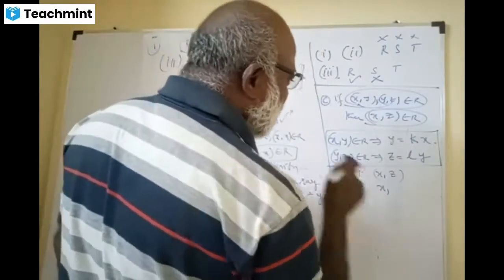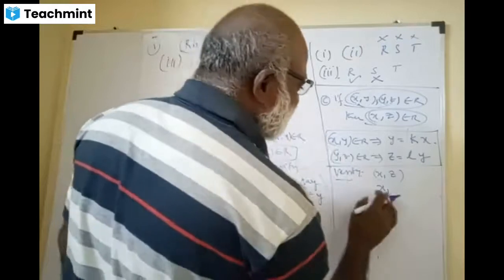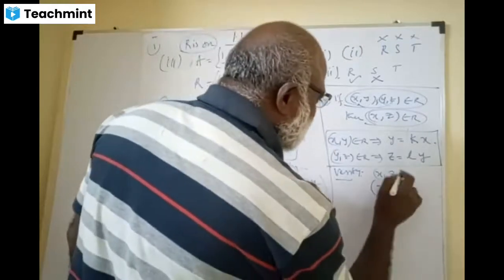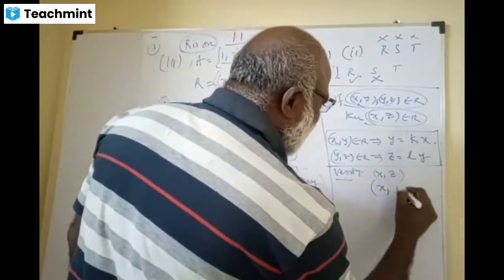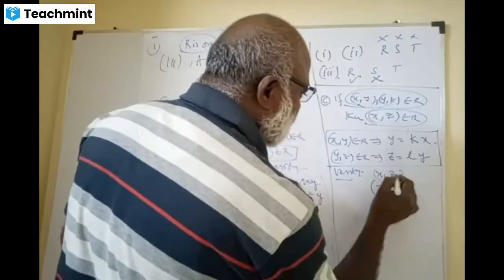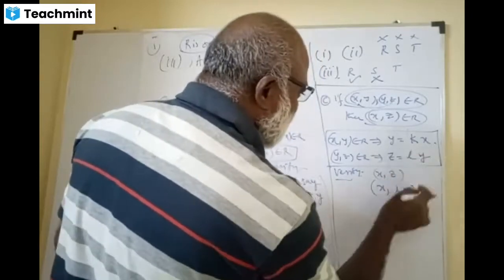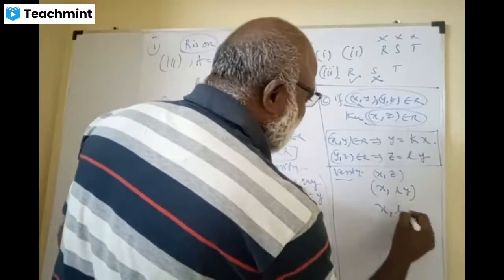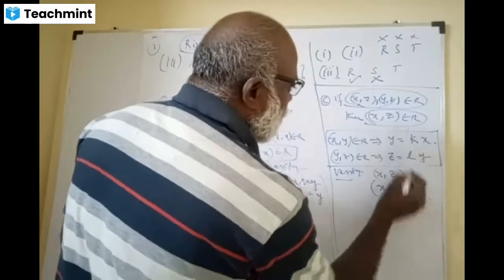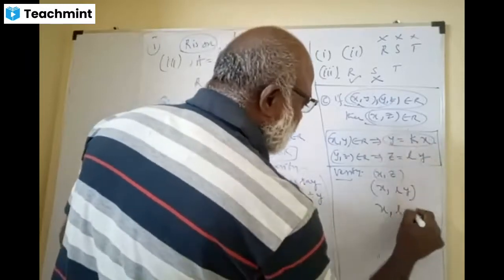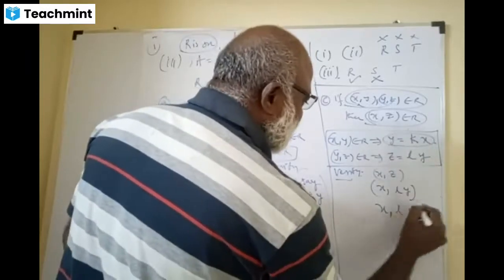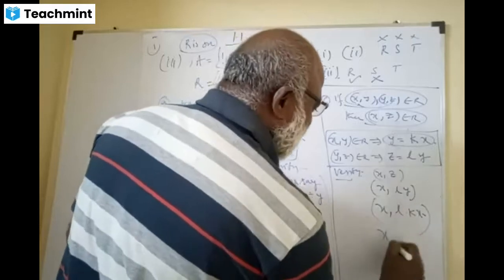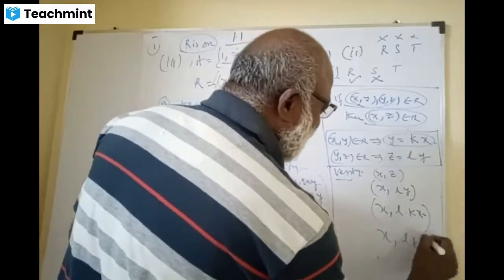Okay. Can you say that? Z, what is Z? Z is what now? Ly, right? Z is Ly. X, L, Y is what? Y is Kx. So the second element is X comma Lkx.